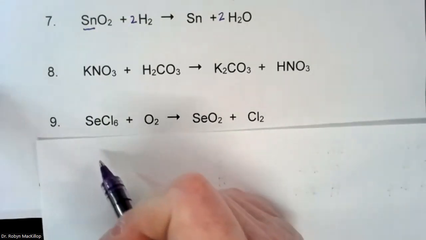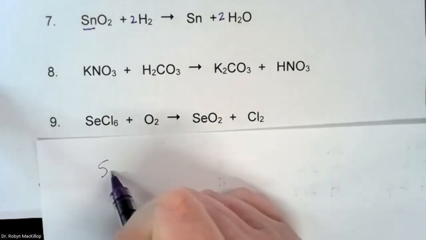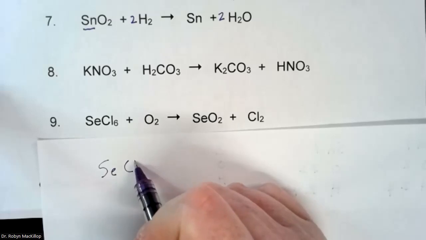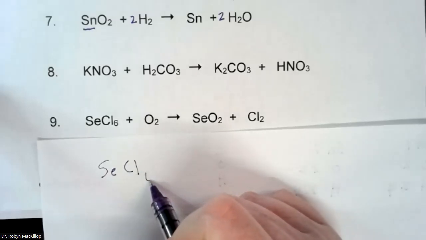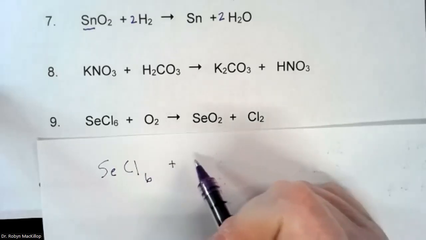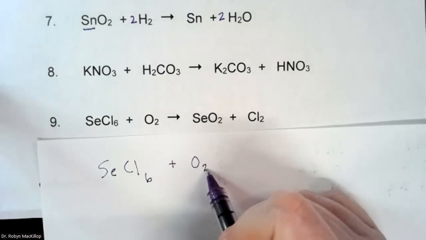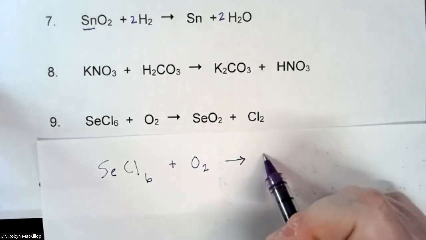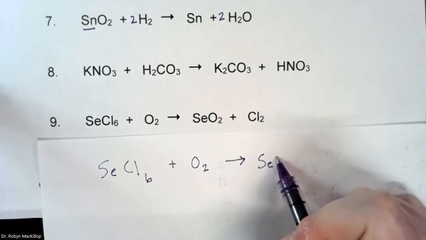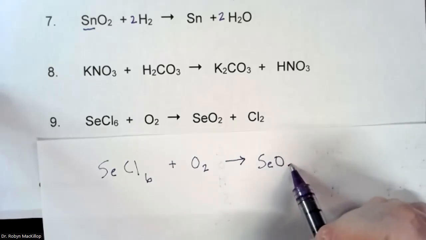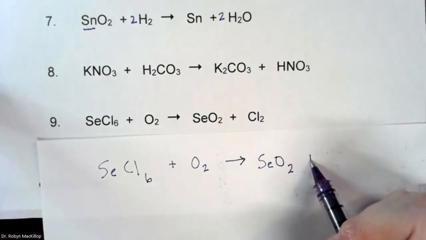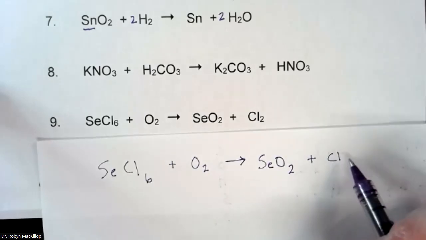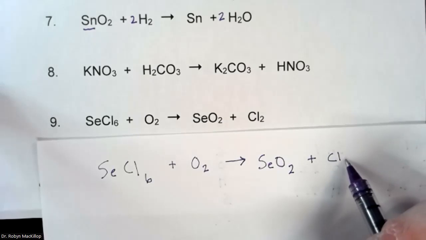Let's try number 9. Let's do Se. That's selenium. That's chlorine, Cl, plus oxygen, or O. And when those are all combined, they turn into SeO2, selenium dioxide, I think, plus chlorine or chloride.